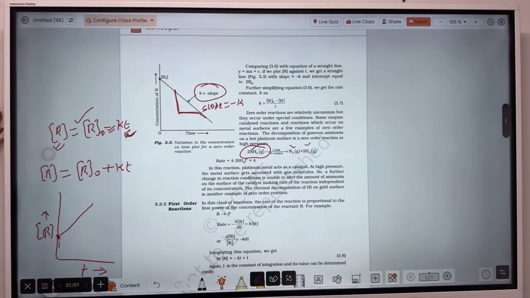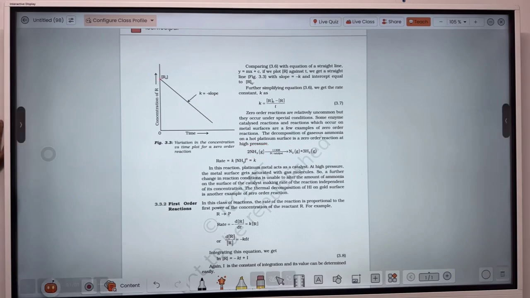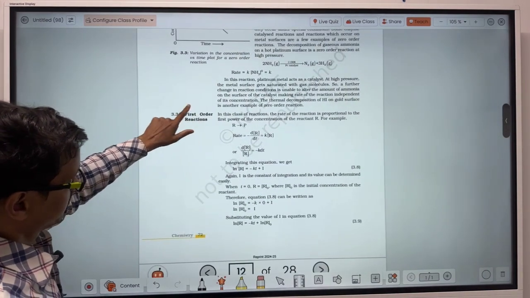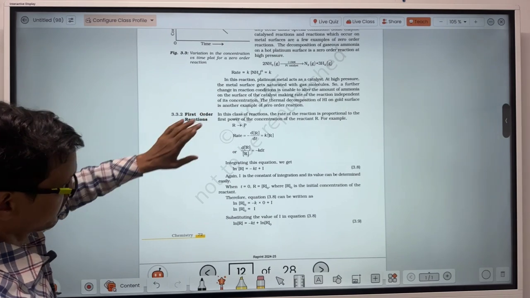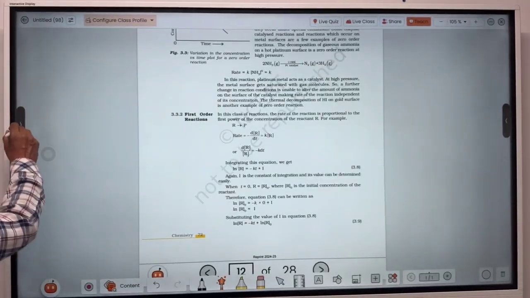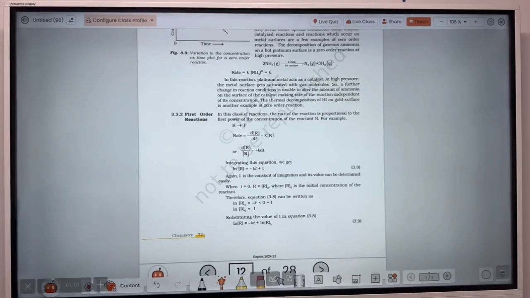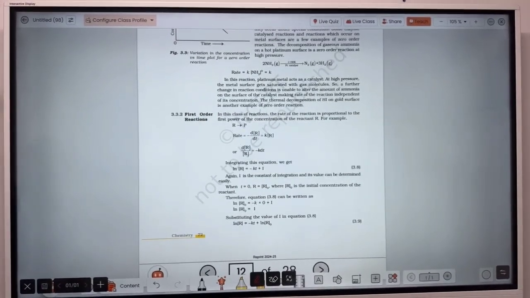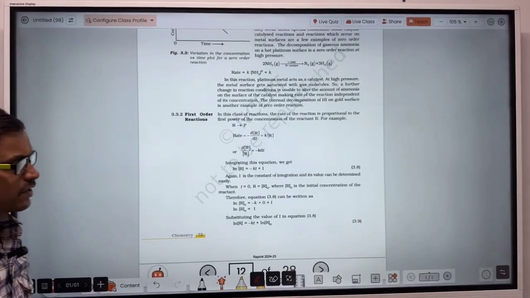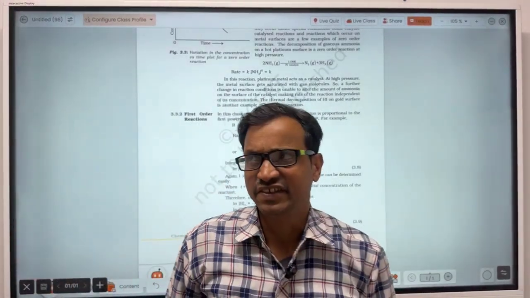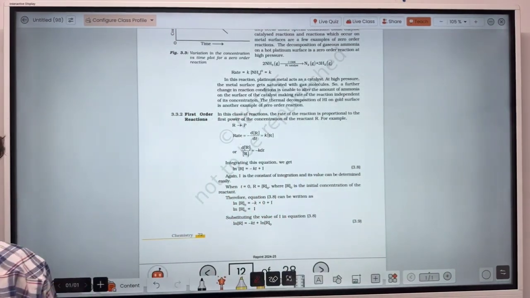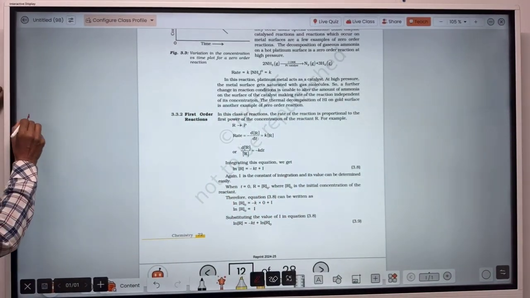Okay. Now let's see the first order reaction. Now we will discuss the integrated rate law equation for the first order reaction. As we have derived for the zero order reaction, in the same manner the integrated rate law equation will be derived for the first order reaction. So let's see.